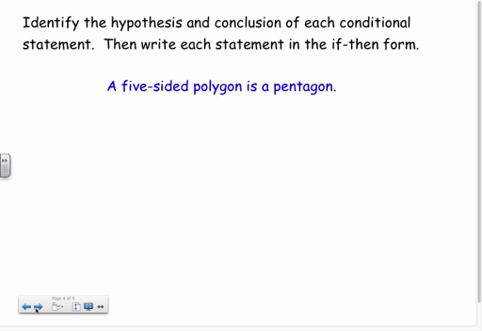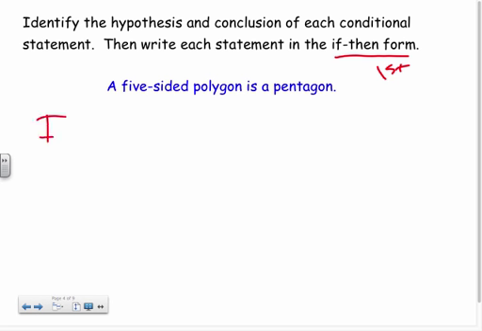You're going to do the same thing in this situation, except you're going to write it in if-then form as well. It says identify the hypothesis and conclusion first, but I find it easier to do the if-then form first. A 5-sided polygon is a pentagon. So I could say: if a polygon has 5 sides, then it is a pentagon? Or could I go the other way? Could I say if a polygon is a pentagon, then it has 5 sides? I think in this case either way works. It still would make sense. So feel free to go either way, but make sure that it makes sense.